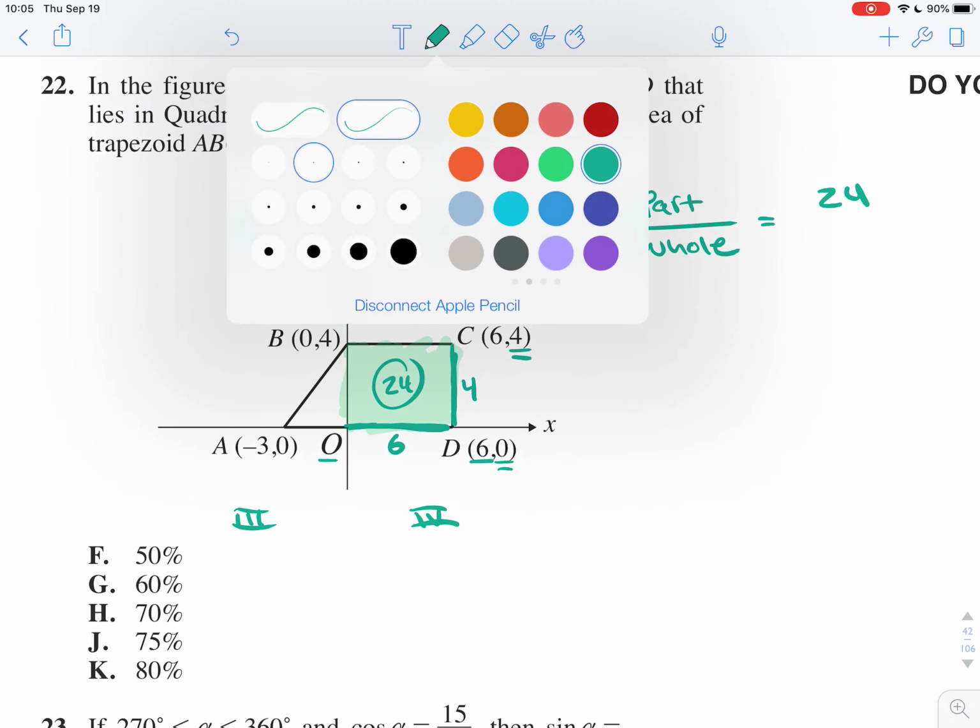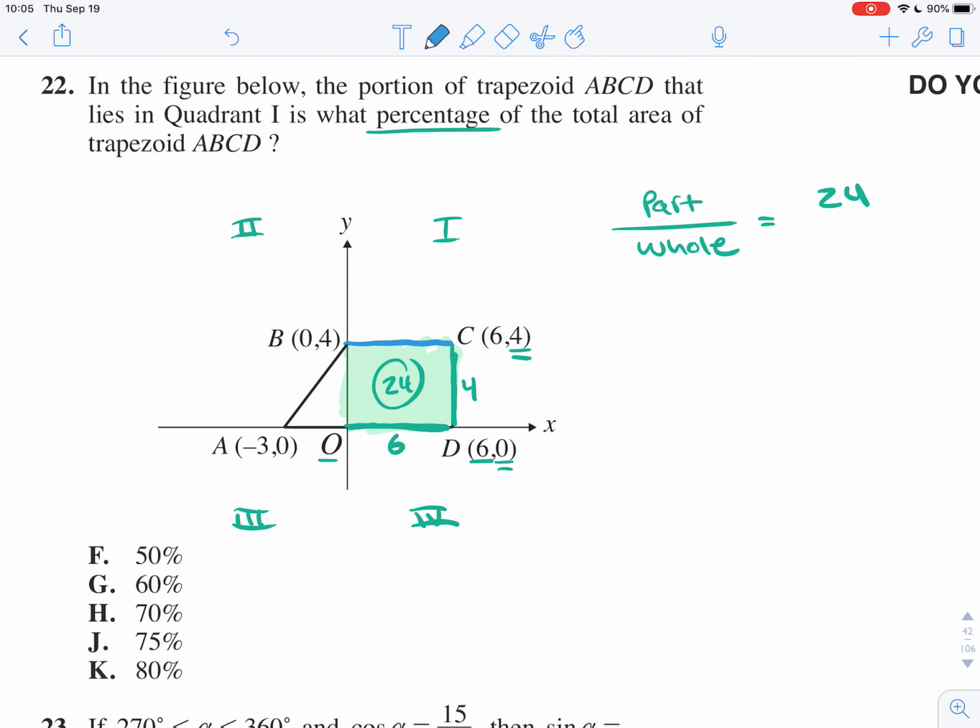Now we have to deal with the whole. So we've got to figure out the area of the whole trapezoid ABCD. Just as a refresher, you can do this by solving for the area of this triangle if you want and adding it to the rectangle. That is more than okay, but since I have you here, let's go over the area of a trapezoid.